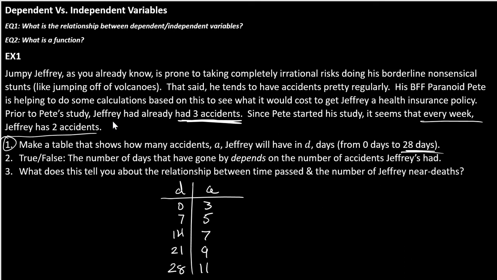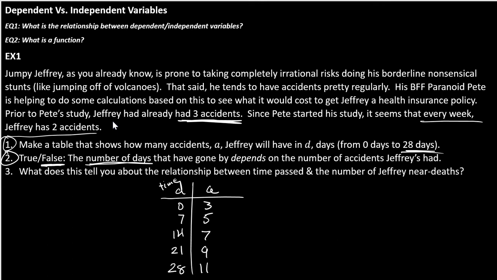Okay, so now we've got a little true or false problem here. True or false, the number of days that have gone by depends on the number of accidents that Jeffrey has had, right? So this is ridiculous. The number of days is time, right? Time never depends on anything. Time is always independent of all other variables, right? So this is very much false.